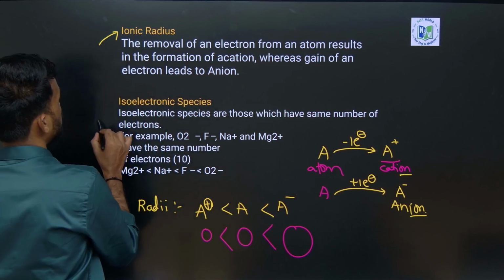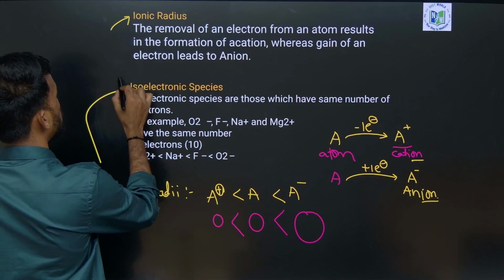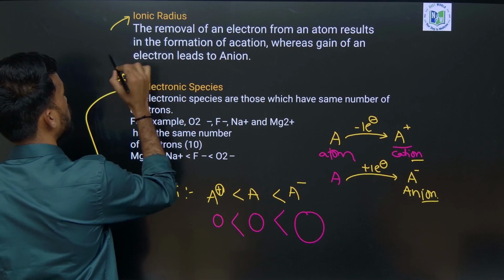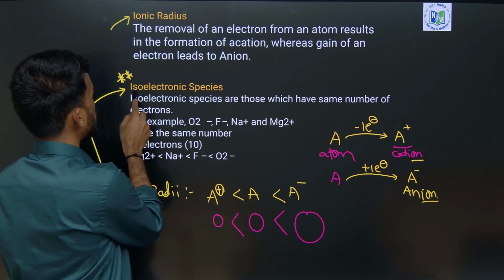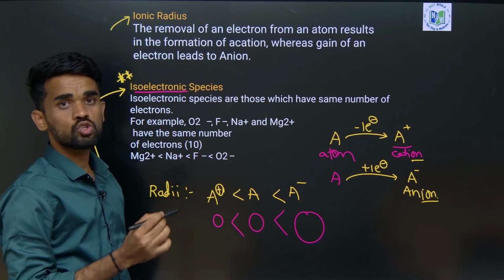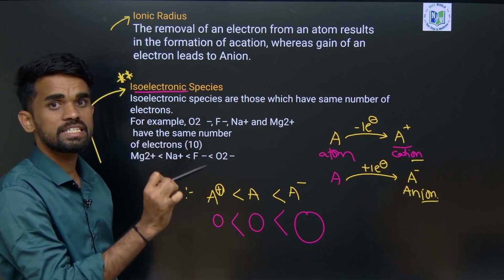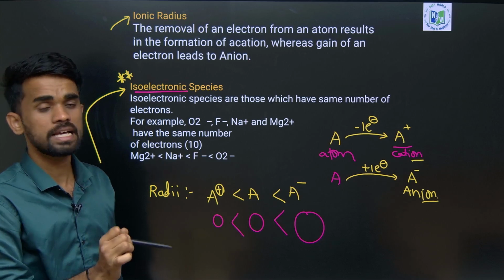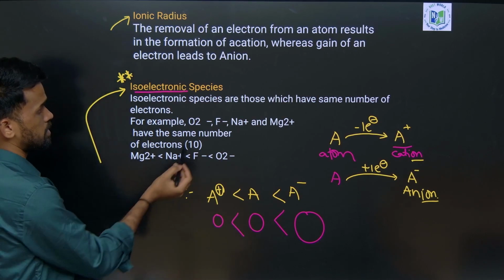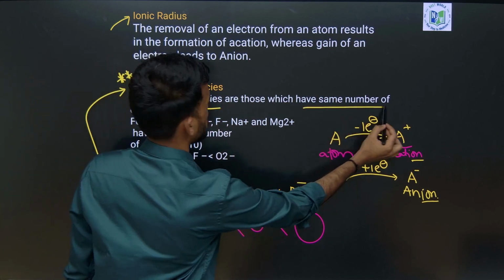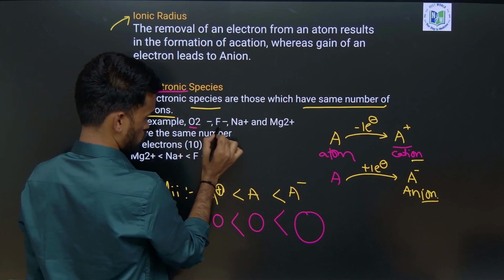Okay, now here we have a term called isoelectronic species. So this is a common point where you can expect a question. So what do we mean by isoelectronic species? Iso means the same, electrons. So the species with the same number of electrons is considered as isoelectronic species. So let us see this example. Isoelectronic species have the same number of electrons. For example, O minus 2 and F minus.